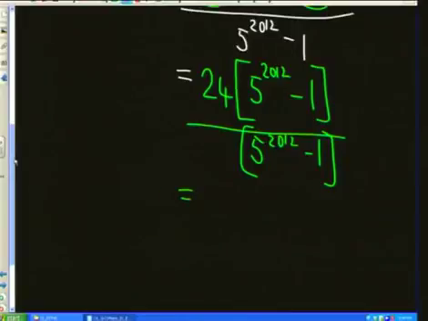If I divide that bracket into that bracket, I don't need my calculator. I've used algebra, and I'm able to get a final answer of 24.